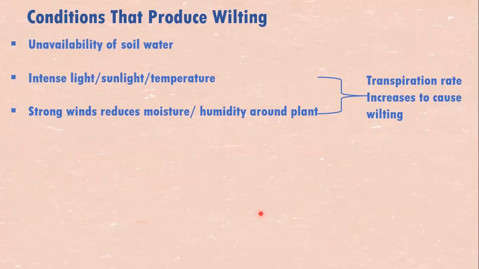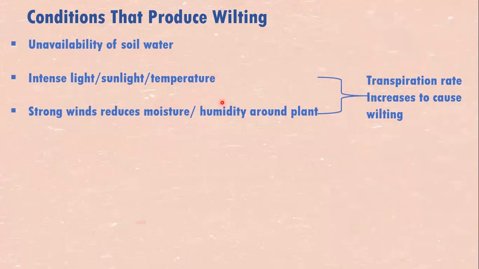Then we want to also look at conditions that produce wilting. If soil has no water that the roots can tap and absorb, wilting will take place. Besides that, everything that will increase transpiration causes wilting. So there's intense light or sunlight or temperature hitting on the aerial parts. They will increase the rate of evaporation of water, that's transpirational rates, and so will increase wilting.